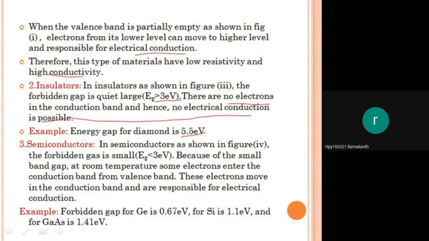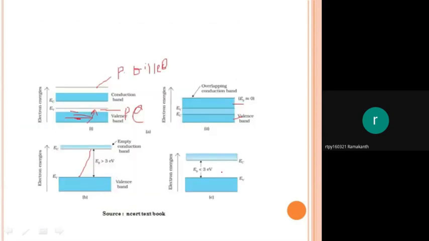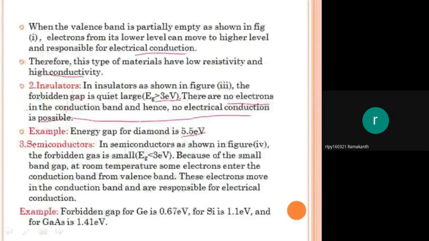In semiconductors, you can see this is the energy band structure. For conductors, the gap is less than 0.1 electron volts. For insulators, it is greater than 3 electron volts, and for diamond, it is 5.5 electron volts. Diamond is an example of an insulator. In semiconductors, the forbidden gap is less than 3 electron volts.